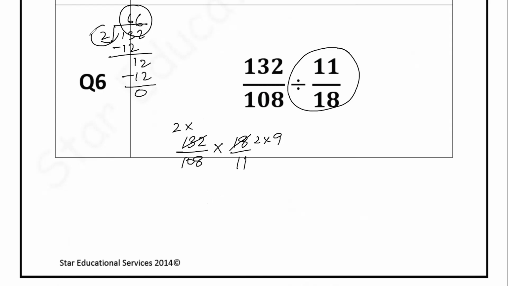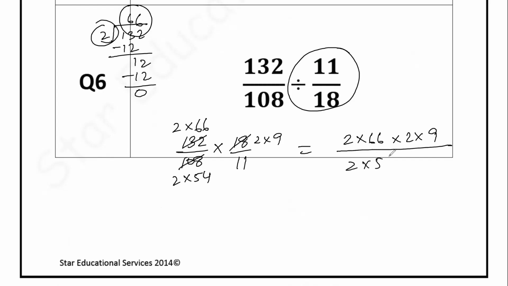So we know 2 times 66 is 132. Similarly, this one we break it down. We know it's a multiple of 9, but we're not going to break it down yet. So it's going to be 2 times 54, and rewrite it. 2 times 66 into 2 times 9 over 2 times 54 into 11. So cancel, cancel. 66 we know is 6 times 11, correct?